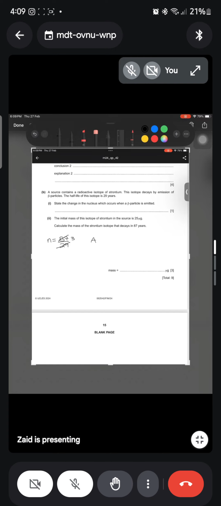So the amount remaining is going to be 1 over 2 to the power n times the initial amount. Yes. The final answer must be in micrograms as well. So no need to do any conversion.